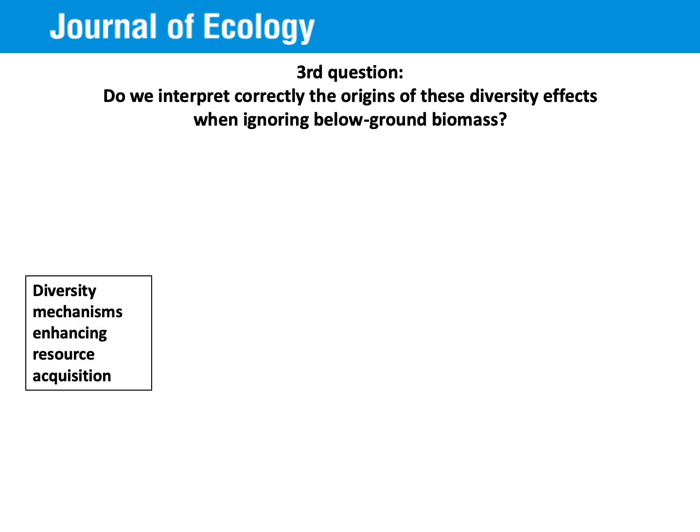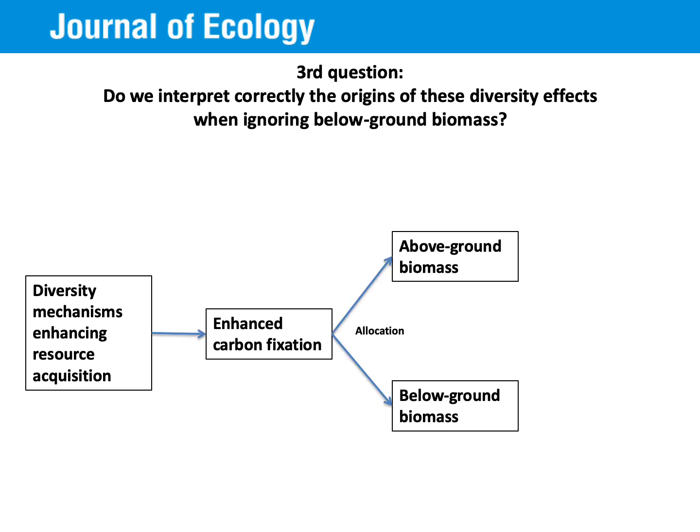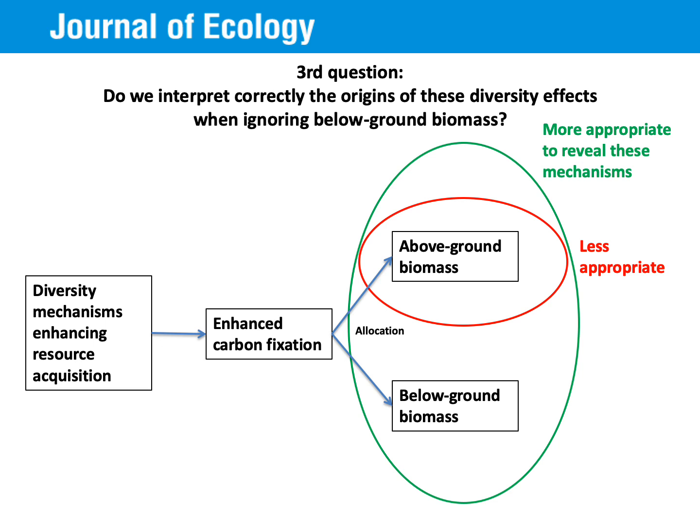Indeed, many diversity mechanisms could enhance resource acquisition, such as above or below-ground complementarity. This will increase carbon fixation for the tree community, and then these surpluses in carbon will be allocated to both above and below ground biomass. Hence, we think that using the total biomass is more appropriate when trying to reveal these underlying mechanisms.